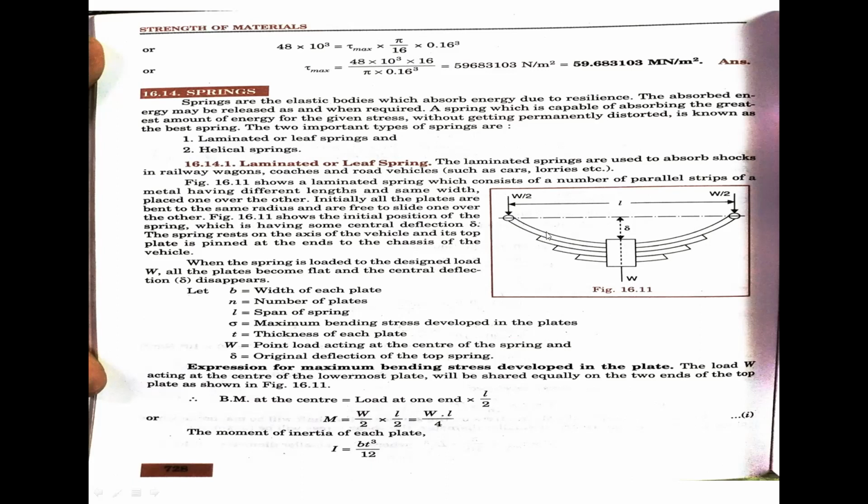Now, in this figure, the laminated spring consists of a number of parallel strips. These are the strips: one, two, three, four, a total of four strips, of a metal having different lengths and the same width, placed one over the other. Initially, all the plates are bent to the same radius and are free to slide one over the other. Figure 16.11 shows the initial position of the spring, which has some central deflection.